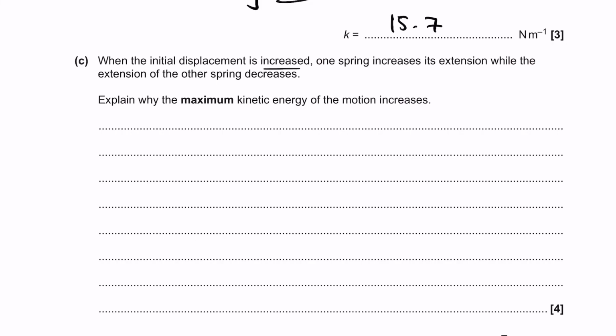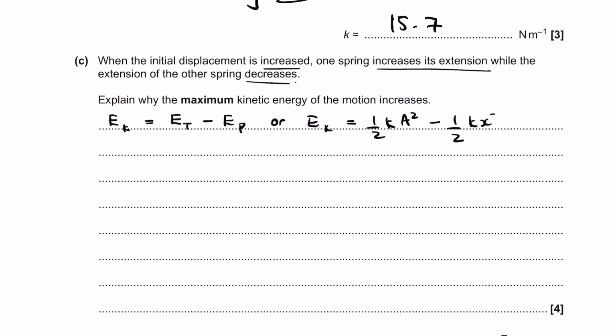Part C says, when the initial displacement is increased, one spring increases its extension whilst the other extension decreases. Explain why the maximum kinetic energy of the motion increases. So for this, let's look at some relationships. We know that the kinetic energy is given by the total energy minus the potential energy. Or we can say that EK is equal to half k A squared minus half k x squared.